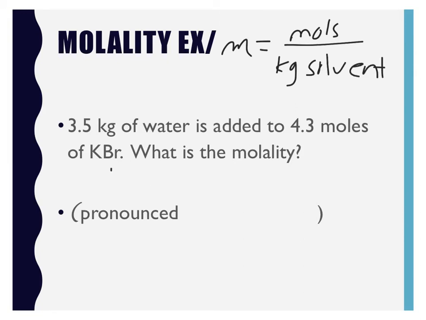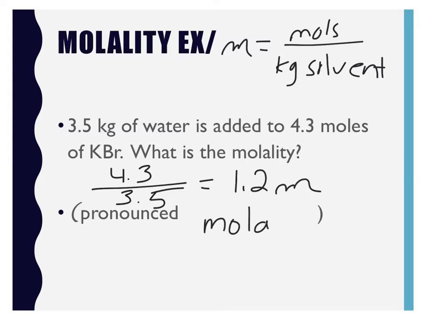Okay, so 4.3 is my moles, 3.5 are my kilograms of solvent. So I've got two numbers in each of these, so I'm going to keep 2 sig figs on here. So this would be 1.2, and I'm going to label this with the cursive M, and it's kind of a hard word for some people to say, molal, on there. So molality is 1.2, or you could say the molality is 1.2.